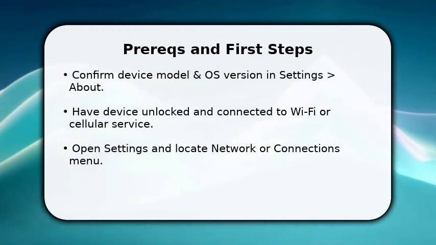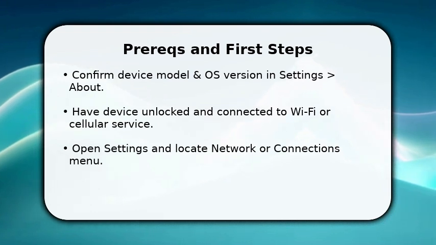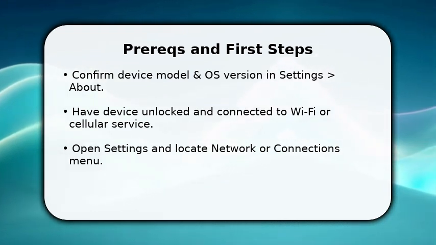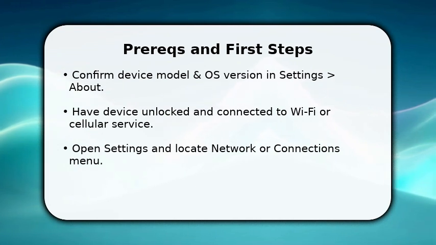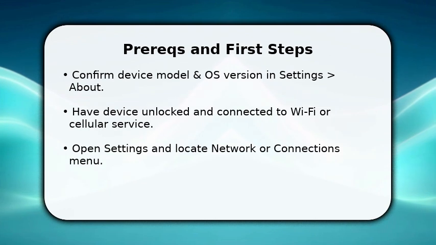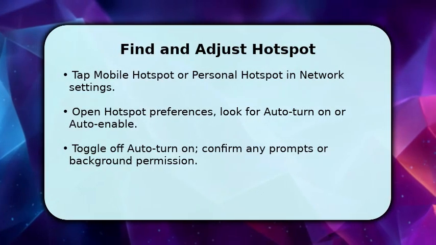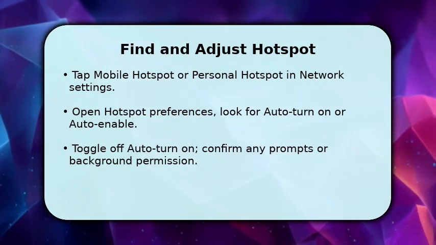Now open Settings and go directly to Network, Connections, or Internet, whichever your device lists. You're ready to find hotspot or mobile hotspot options. We begin there to turn off auto activation. You'll now locate the hotspot controls and change the auto setting.